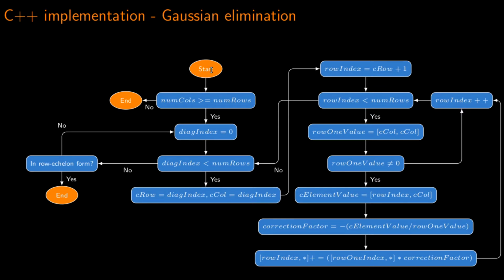But the point is we start here. The first thing we're going to do is check that the number of columns is greater than or equal to the number of rows. If it isn't, then we can't do Gaussian elimination, so we stop. Notice we don't require the matrix actually to be square, and that's because we're allowing for the fact that the user may have augmented a column vector onto the matrix in order to make the process work, as we've just seen. So if that condition is met, then we come down to here, we set diagonal index to 0, and we start a loop. While diagonal index is less than number of rows, we come down to here, we set C row and C column both equal to diagonal index. Come to here, we set row index equal to C row plus 1, the current row plus 1.